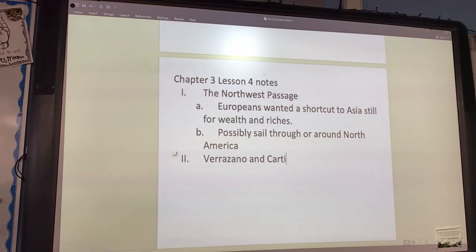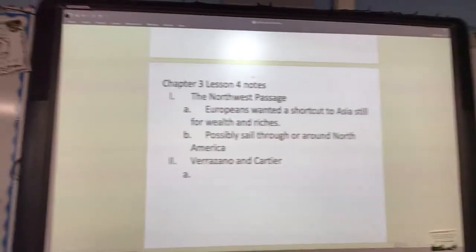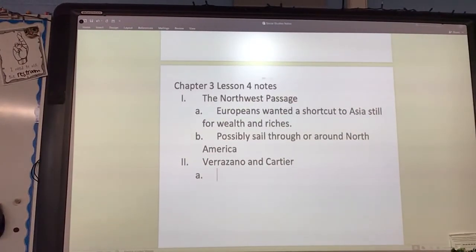And Cartier. We're gonna read about these two explorers. Cartier, yep. Open. Looks like Carter. Looks like Cartier.